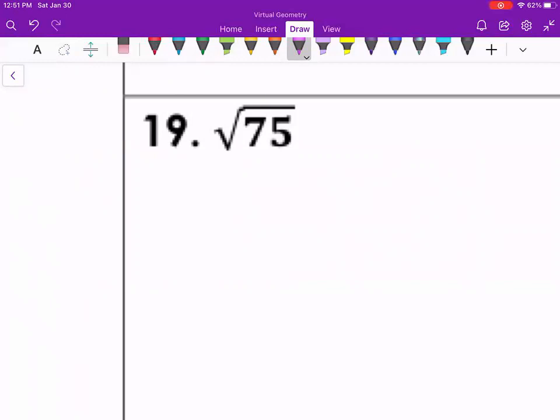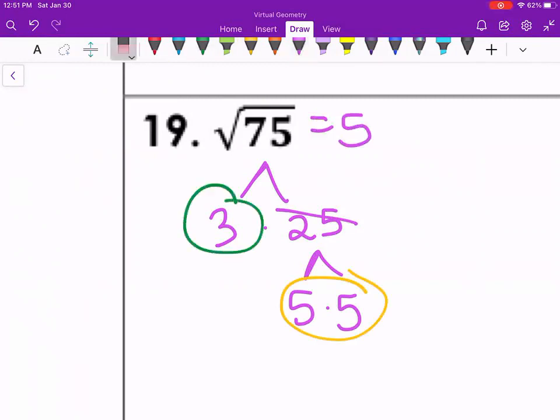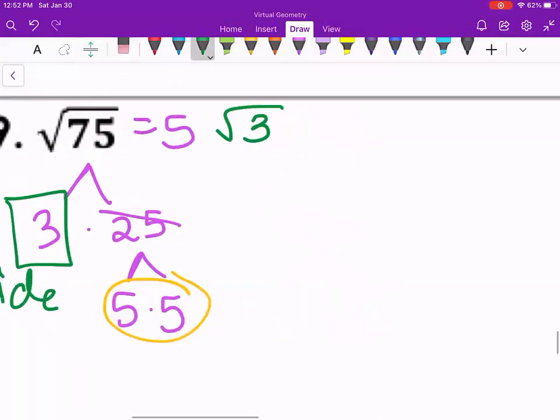So for example, this one, talking about for this one. 75, I can do 3 and 25. My 25 can go farther to 5 times 5, and there's my pair. So I can bring a 5 out. Here's 3, whoops, meant to box that, is left over for the inside, so it stays inside. And so my final answer, 5 square root 3.